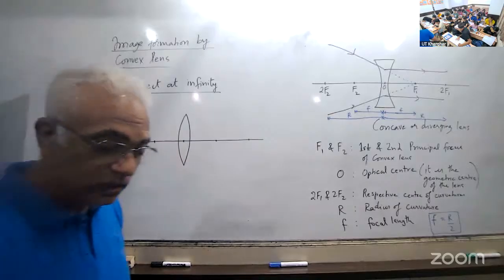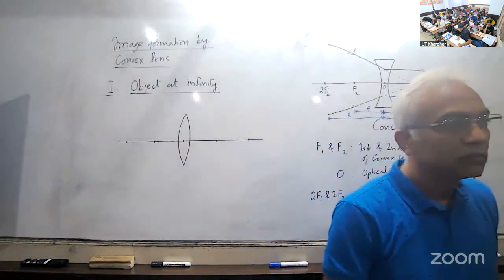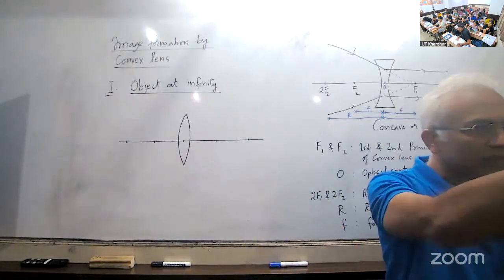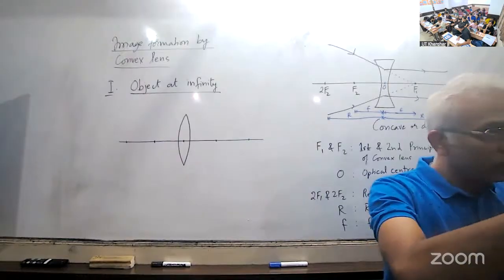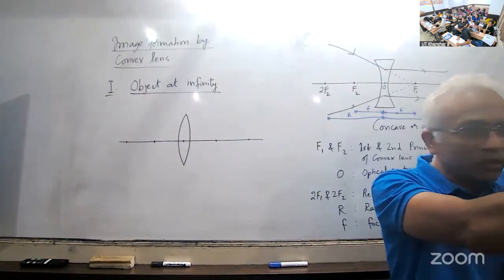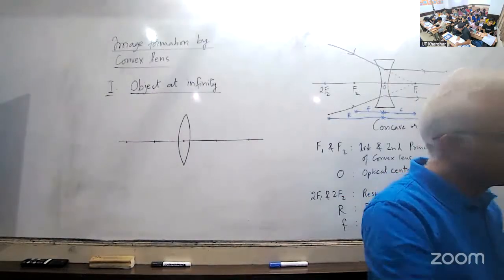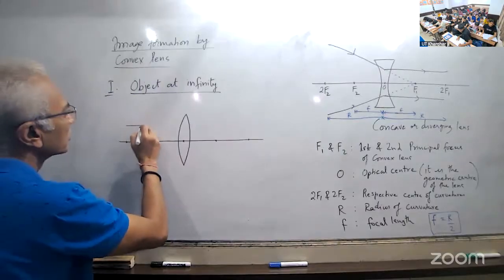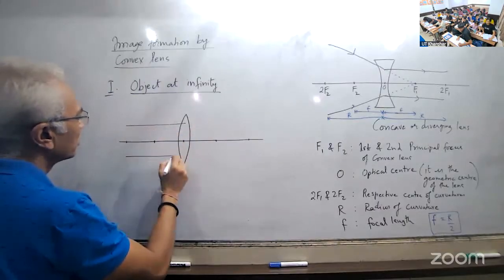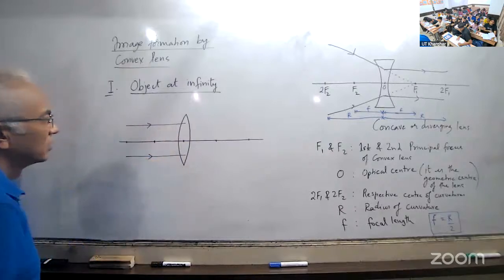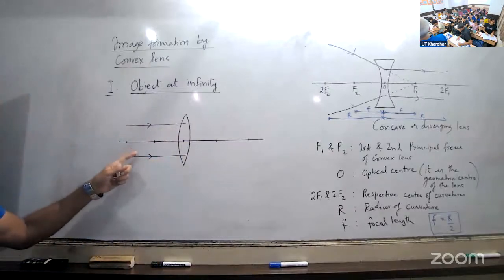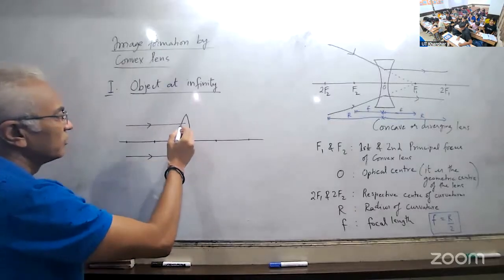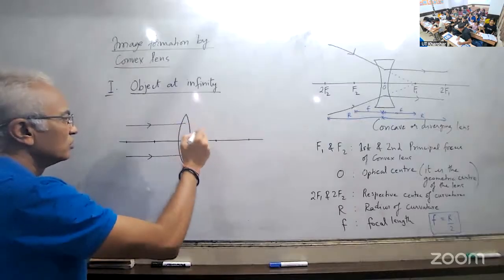Now, when the object is at infinity, like when you're looking at the sun, how are you looking at the sun? Like this or like this? Straight, right? When the object is very far away, all the rays coming to you from the object are parallel. Whenever the object is at infinity, you will only have parallel rays, parallel to the principal axis. So we know that when the ray is parallel, it will pass through focus.